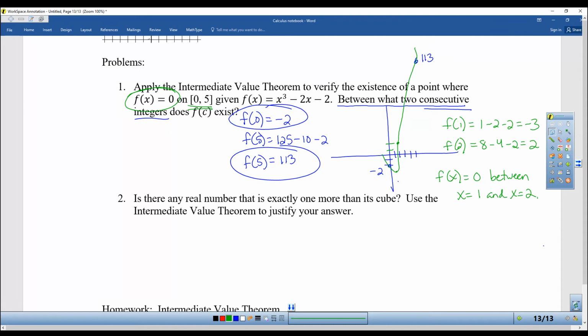Okay, if you are in the honors class, you can sign off and cross off number 2. You do not need to know how to do this one. You're welcome to stay on and listen if you want.